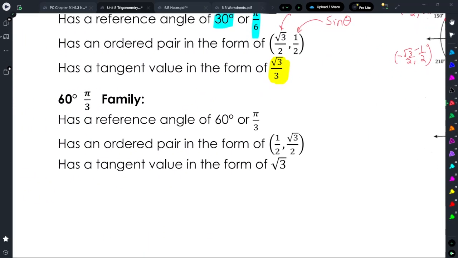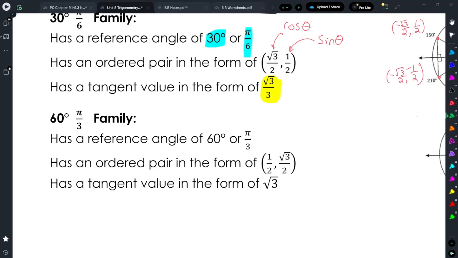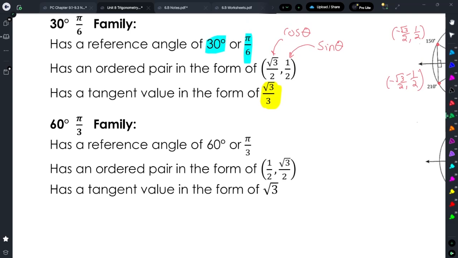Now, the pi over 3, or the 60 degree family, is similar to the 30 degrees and pi over 6 family, except these are now switched. The x coordinate, or the cosine, is a form of 1/2, and the sine is a form of square root of 3 over 2, and the tangent is a form of square root of 3.